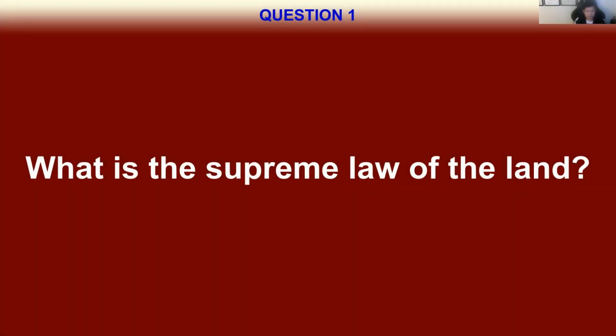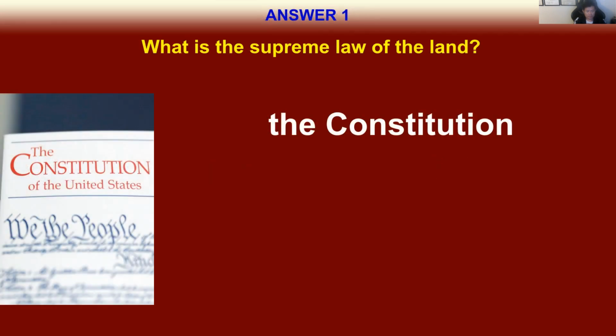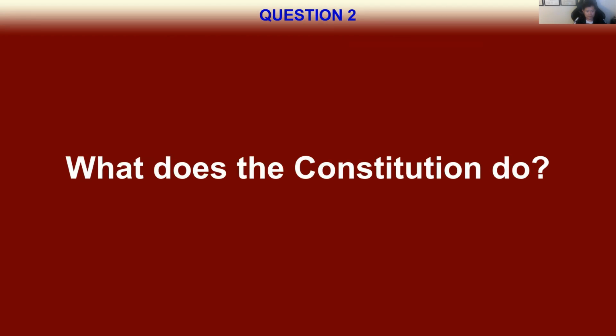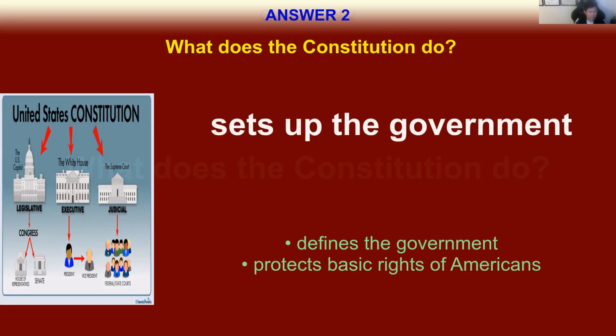What is the supreme law of the land? The Constitution. What does the Constitution do? Sets up the government.